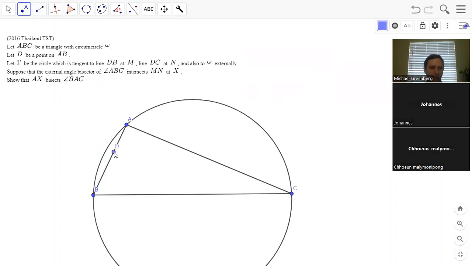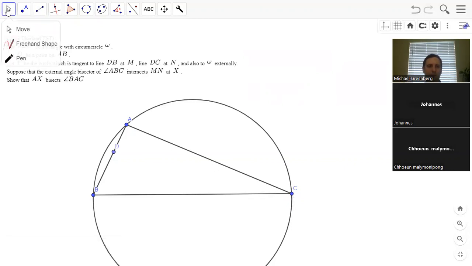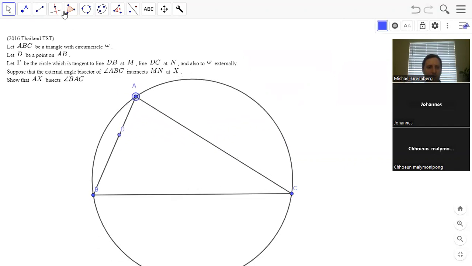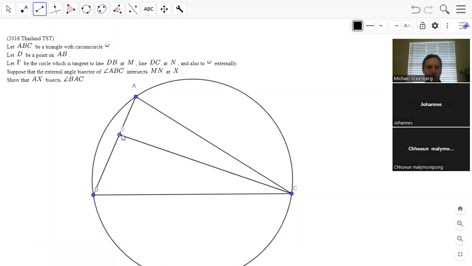So we have a circle tangent to DB, because D is a point on AB. Oh, but it's also tangent to DC. Okay, so we have a curvilinear incircle, not a mixed linear. I should know more about curvilinear incircles. I forgot how to draw them. So, where is the point of tangency?